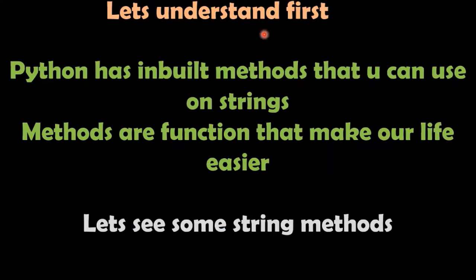Before going on to the exact discussion, let's first understand a few new terminologies that we have faced here. The only terminology that we have faced is methods and concatenation. So we'll discuss methods first. What is a method? As you can see here, it is written that Python has some kind of inbuilt methods that you can use on strings. That means you have particular methods for a particular object, say string.